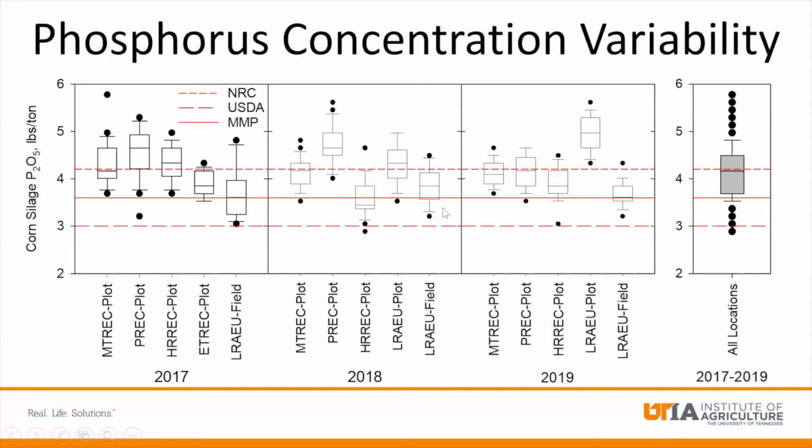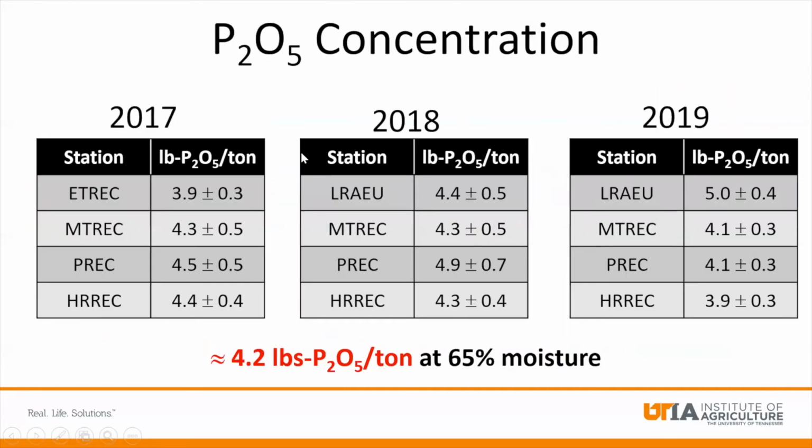Clearly, if we look at the overall average across all of the stations and all of the years of the study, this line here is the median value, and you can see that 50% of the data is above this line and 50% of the data is below this line. This median value is up around 4.2 pounds of P2O5 per ton of silage. That's well above the concentration that's currently used in MMP. And I would also mention that the concentration that we see in Tennessee is above the concentration that's referenced in the USDA crops database.